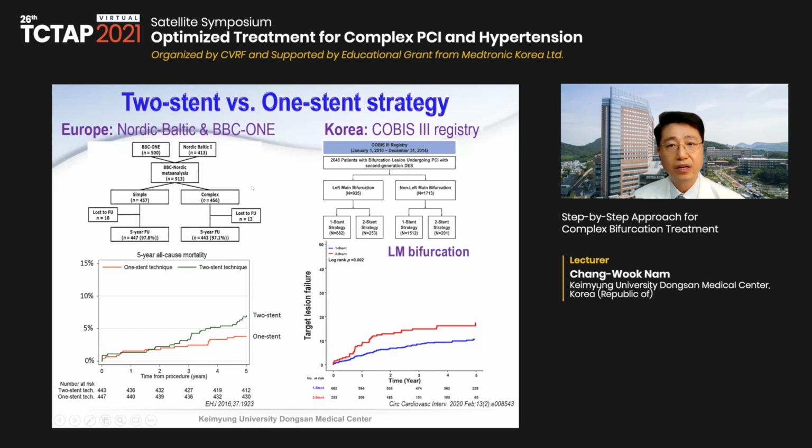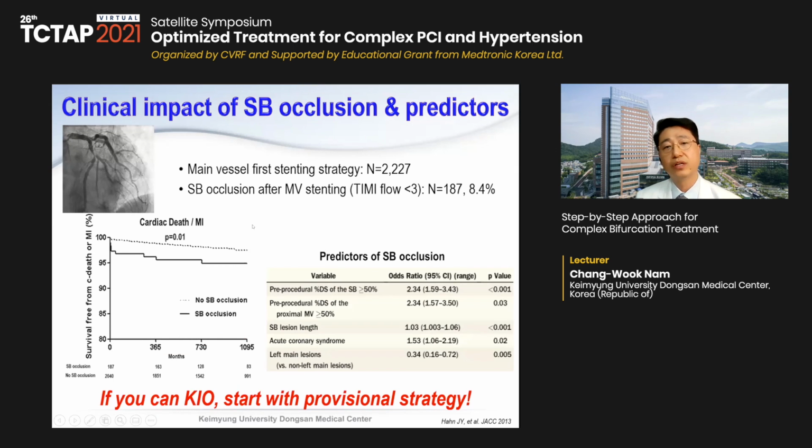According to the previous European data, the Nordic-Baltic and BBC1 randomized trials showed a two-stent strategy was worse than a one-stent strategy. And according to the Korean registry data, also in left main bifurcation, the two-stent strategy was worse than the one-stent strategy. But another study showed that if you lose a side branch, cardiac death and MI rate can increase. So if you can save a big side branch, you can start with a provisional strategy. But if you have a high chance of side branch loss, it's better to start with the two-stent strategy.